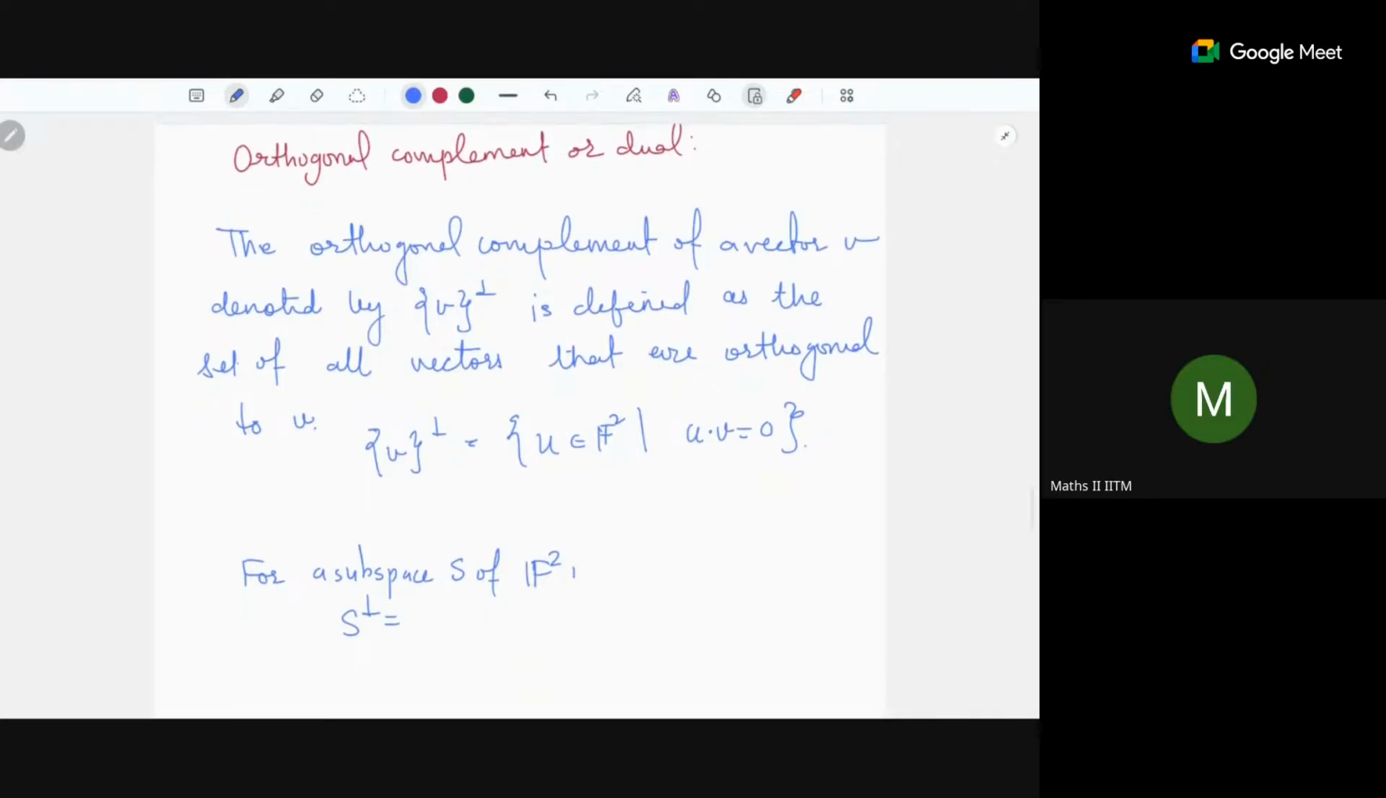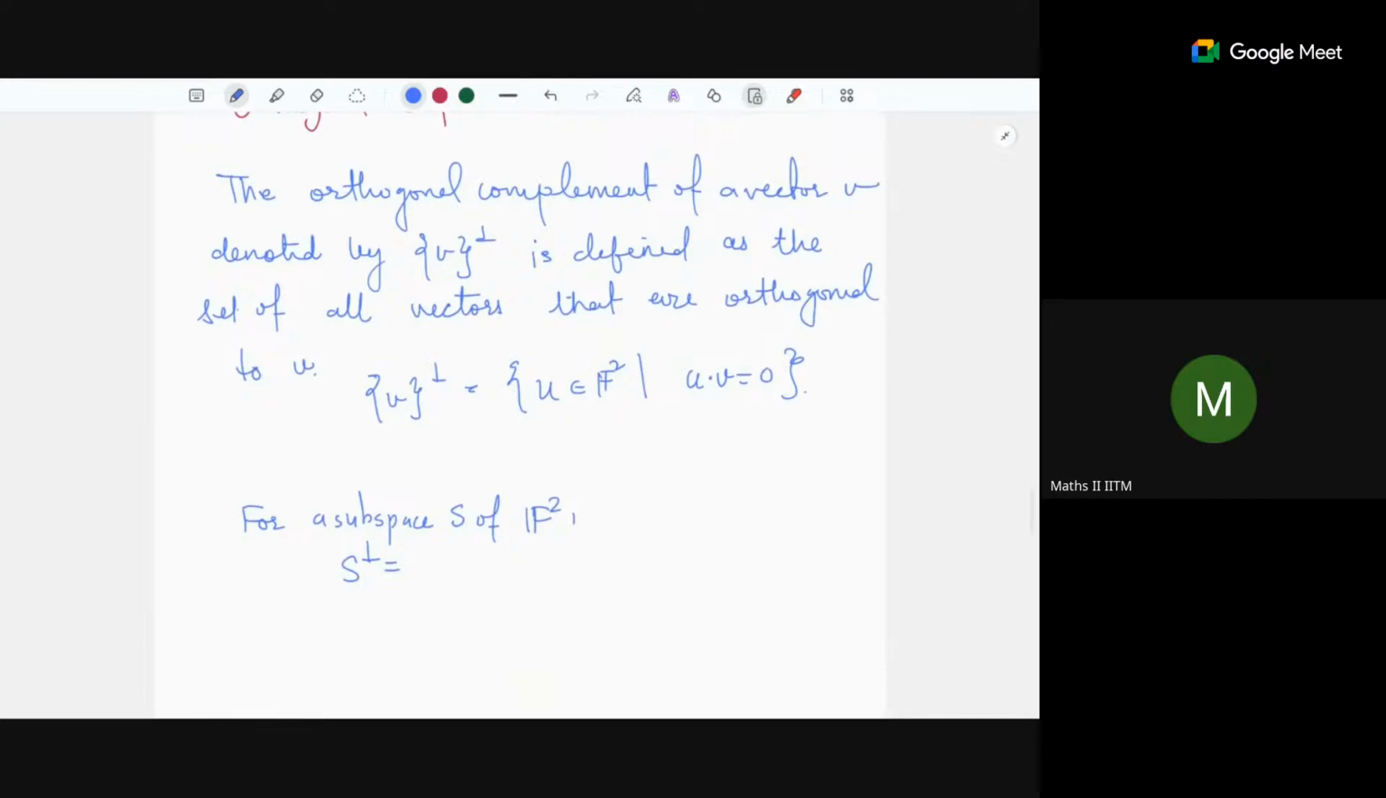Similarly, you can have a subspace of C2 or R2, call that S, and then you can define S perp. This notation is called perp. So what is this S perp? S perp is the set of all vectors u in F2 such that u dot w is 0 for all w in S. That means it is the set of all vectors in F2 which are perpendicular to your subspace S.